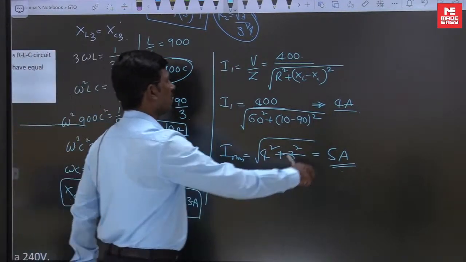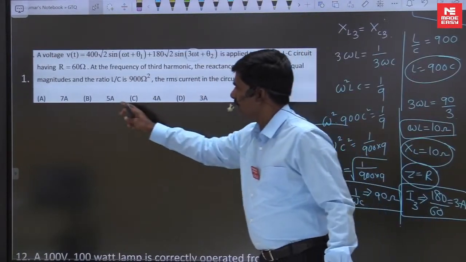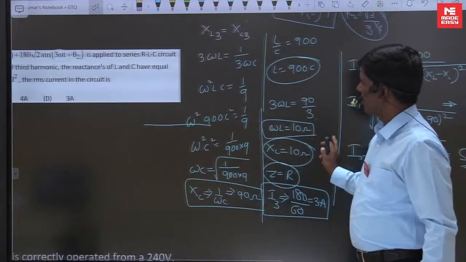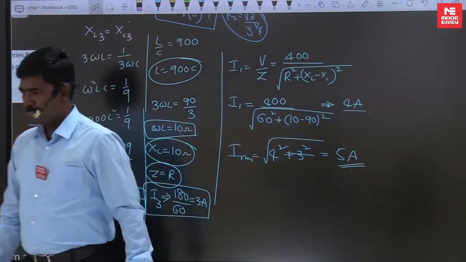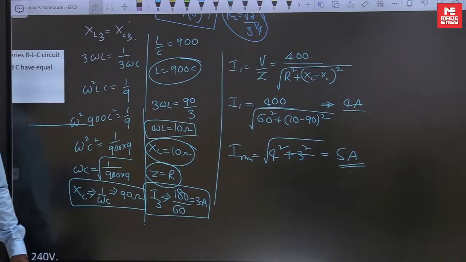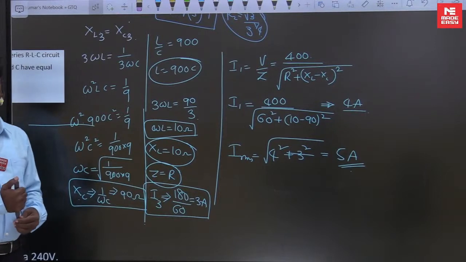Looking at the options, 5 amperes, B is the option. Okay, clear? Option B is correct.